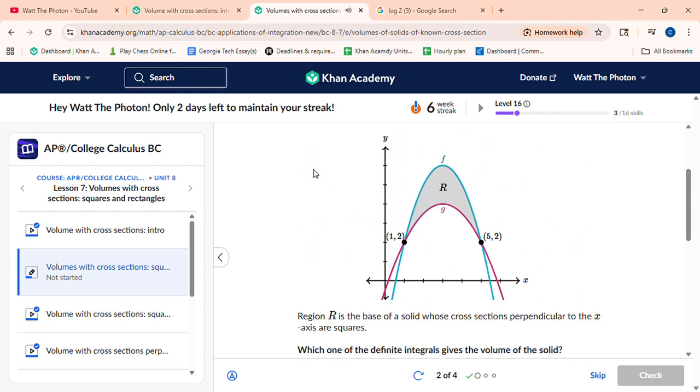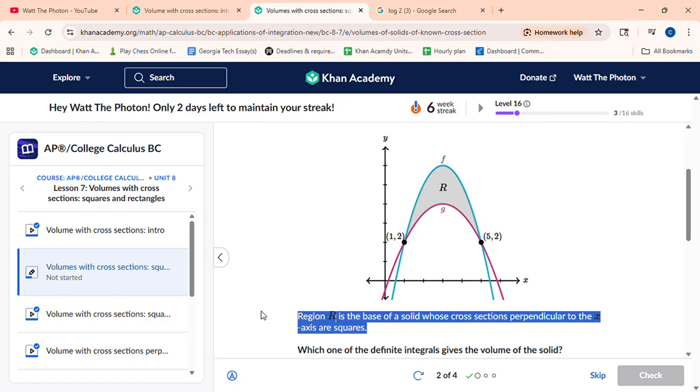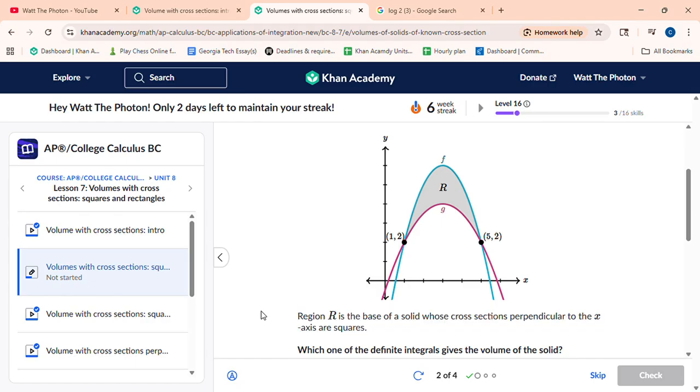R of x is the base of a solid whose cross sections perpendicular to the x-axis are squares. What's the volume of the solid? So we have f of x minus g of x, perpendicular to the x-axis. So if the x-axis would be y equals 0, so y is equal to a function of x, so that's correct. So those are inverses, or not inverses.